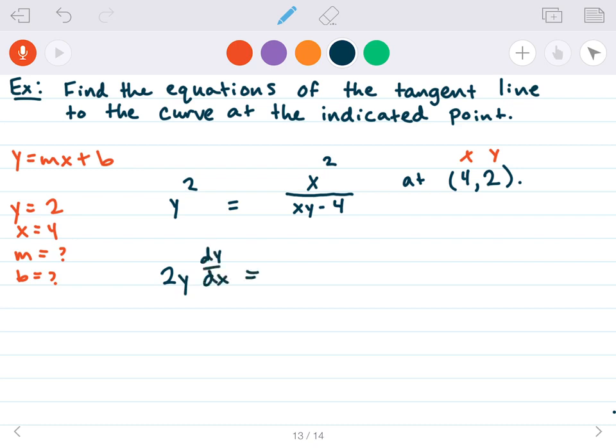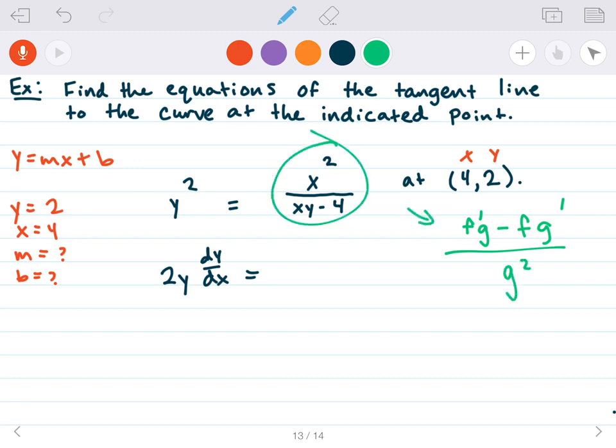The derivative of the right side, well, I need to use the quotient rule. So remember, the quotient rule tells me that the derivative of a quotient is the derivative of the top times the bottom minus the top times the derivative of the bottom all over the bottom squared. All right? So when I take the derivative of this, I need to apply this rule.